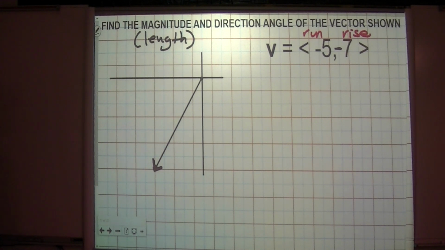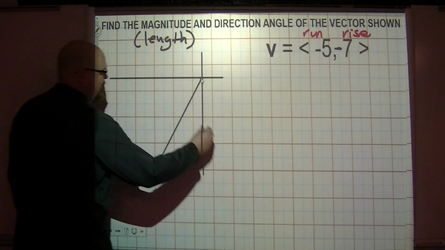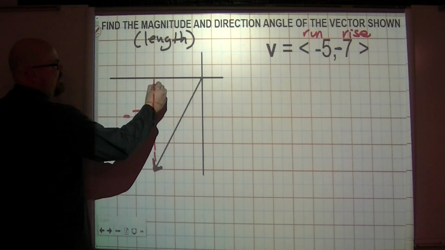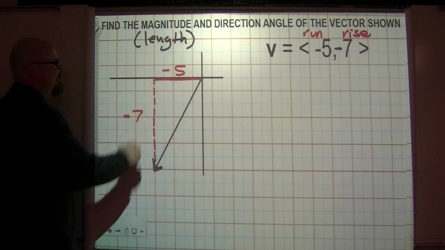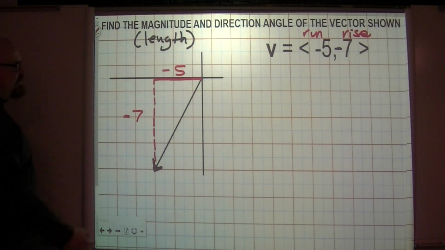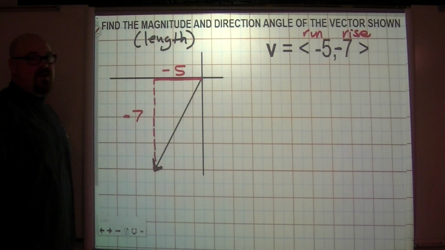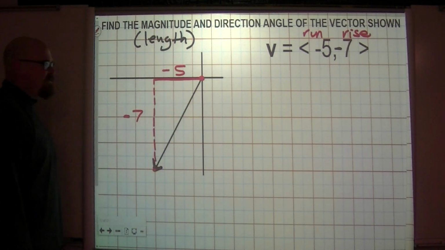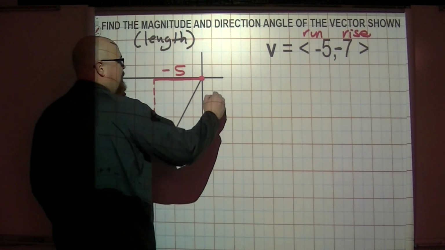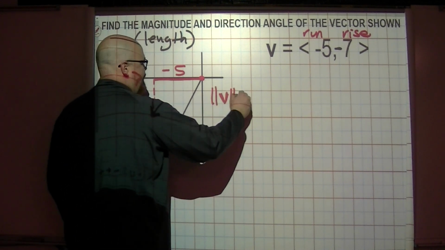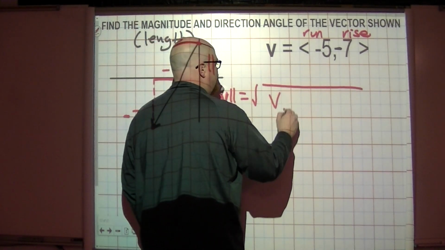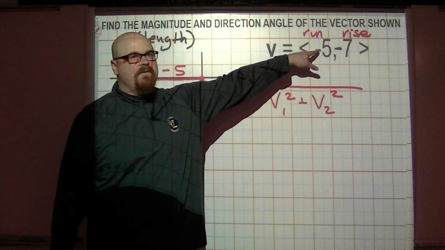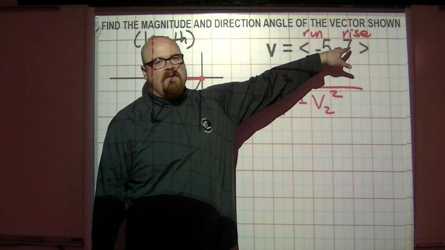okay? Now, as far as the magnitude is concerned, keep in mind, this distance here, our rise is -7, and our run, this distance here, is -5. So to find the magnitude, which is essentially the length, it's a Pythagorean theorem formula if you want. You could call it the distance formula from (0, 0) to (-5, -7). All right? The magnitude formula that we've already talked about in class looks like this, okay, where V1 represents the first component here and V2 represents the second component.